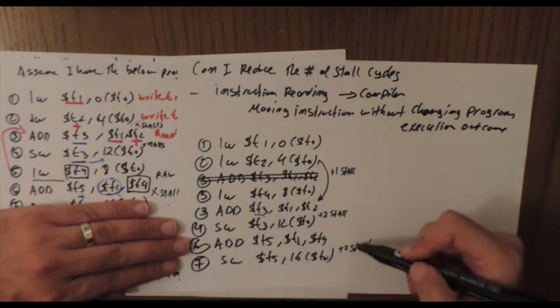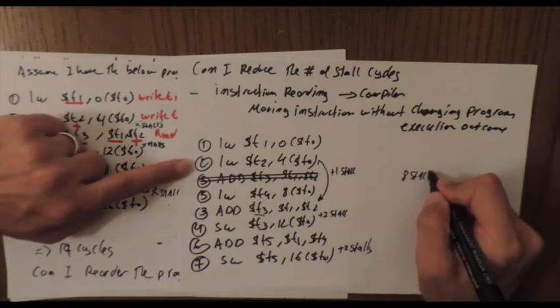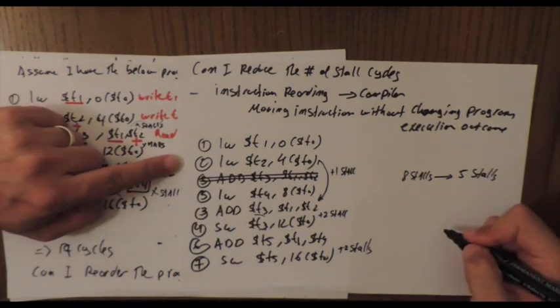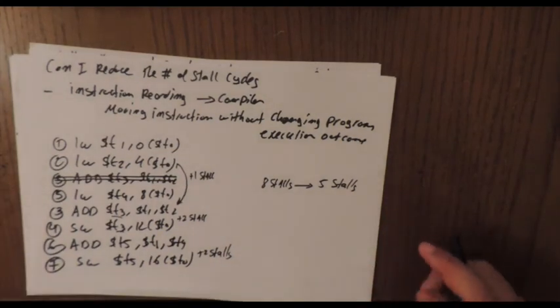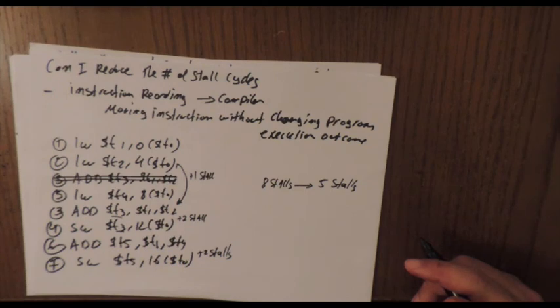So we went from actually having 8 stalls to having just 5 stalls using instruction reordering. So we were successful in removing 3 stalls. This is one major advantage that we can use to reduce the number of stall cycles. Of course, there are many techniques such as forwarding that we will use in order to reduce the number of stall cycles further, and this is what we will explain in the next lecture.